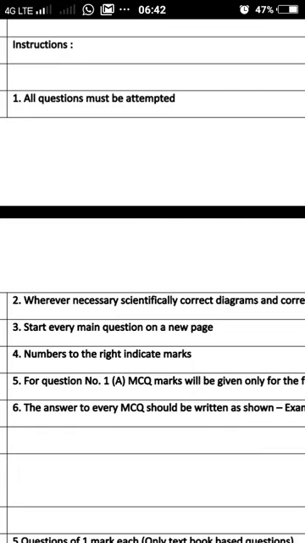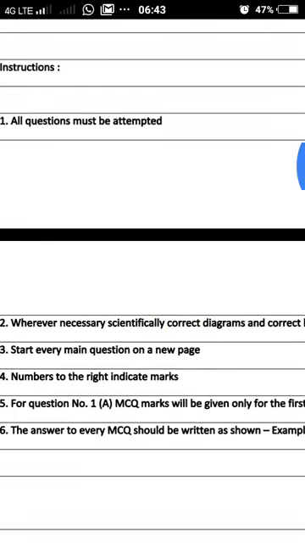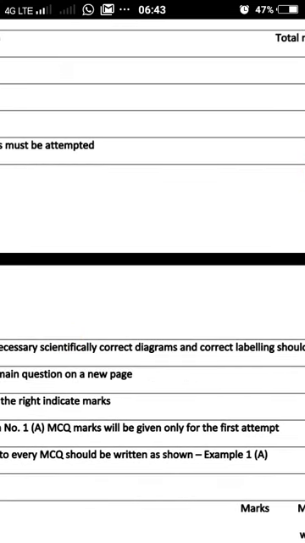4 options will be given. Out of that, marks will be given only for the first answer or the first attempt. That is, if you are attempting the same question 2 or 3 times, and your first attempt is wrong and your second attempt is right, then too you will not be given marks, as only the first attempt will be considered. So you will have to be careful while writing the multiple choice question answers.